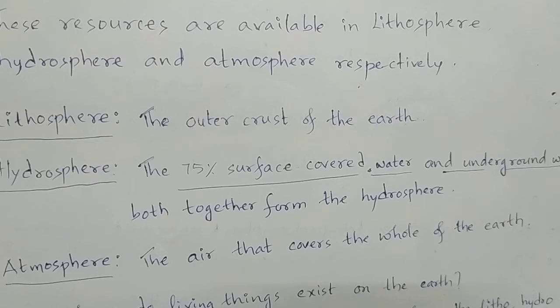Actually they have given 75%, it is wrong. But as per the textbook I just gave the thing. Correct thing is 71%. 29% of land is there. Right? Okay. Now coming to atmosphere.